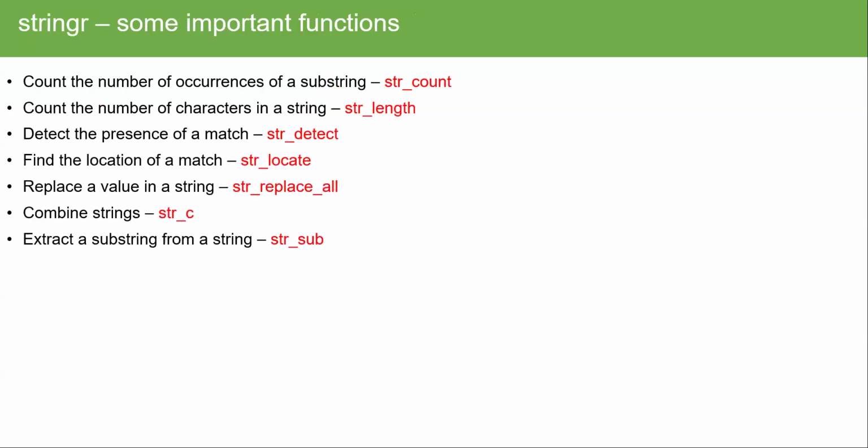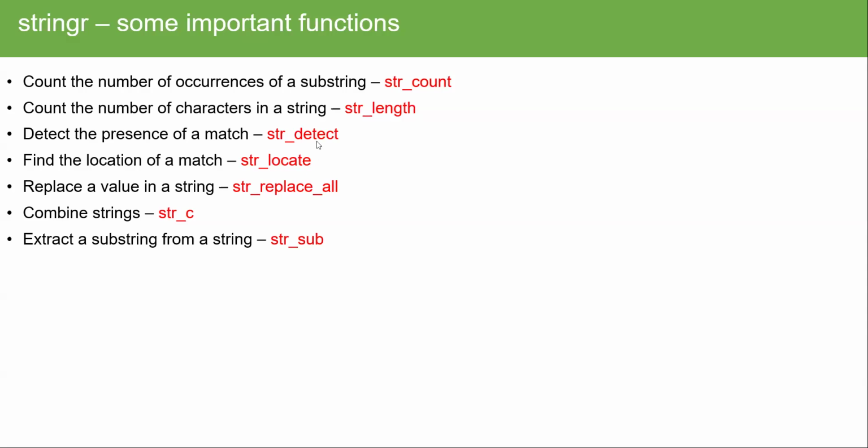And then we have some functions in our stringr package, which is used for manipulating the data in character variables. So we have a function called str_count, which is used to count the number of occurrences of a substring within a string. And we have a function called str_length to count the total number of characters available in a character variable or a text string.